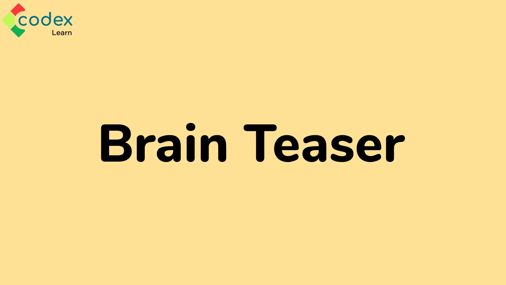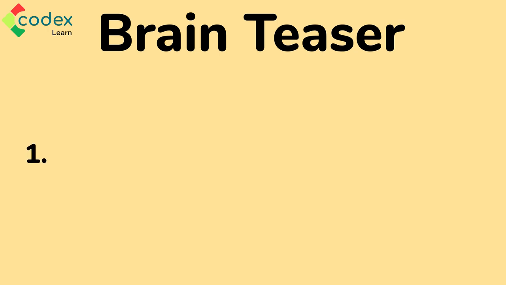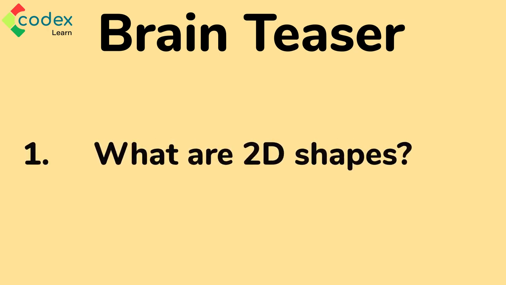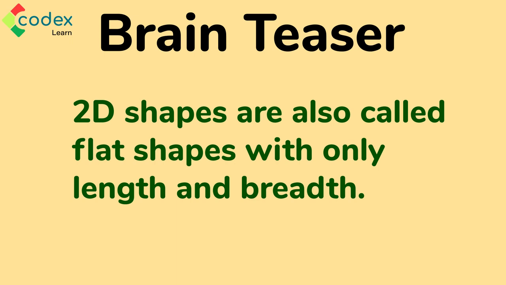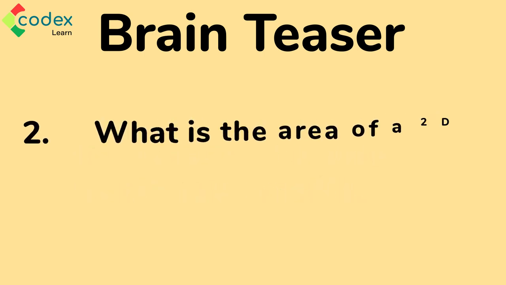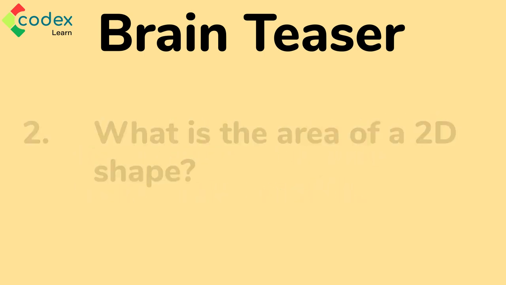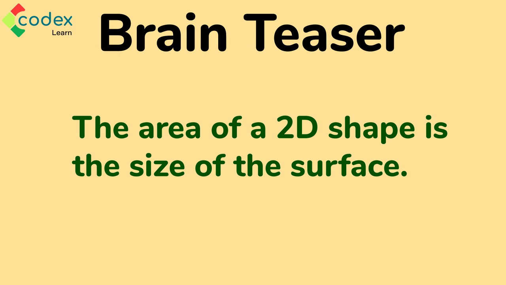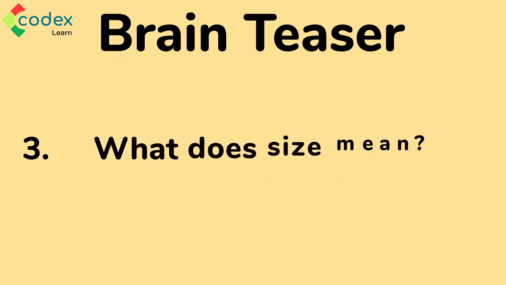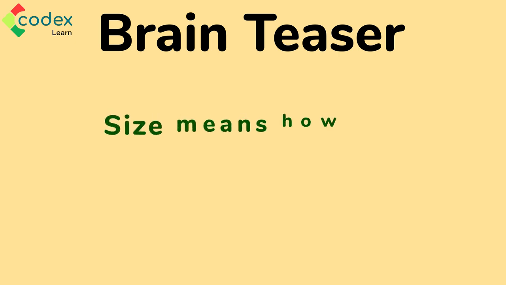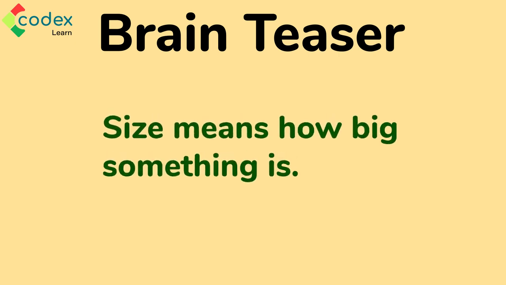Great! Before we finish off here, let me ask you a few questions. This will help me know how well you got on in the lesson. Are you ready? Alright. 1. What are 2D shapes? That's great. 2D shapes are also called flat shapes with only length and breadth. 2. What is the area of a 2D shape? That's excellent. The area of a 2D shape is the size of the surface. 3. What does size mean? You're absolutely correct. Size means how big something is.